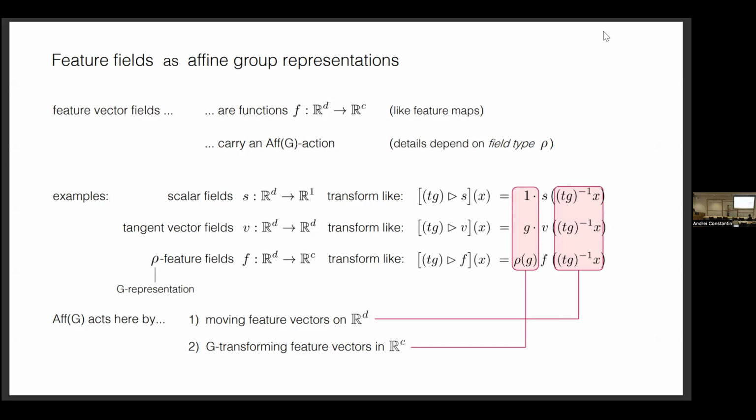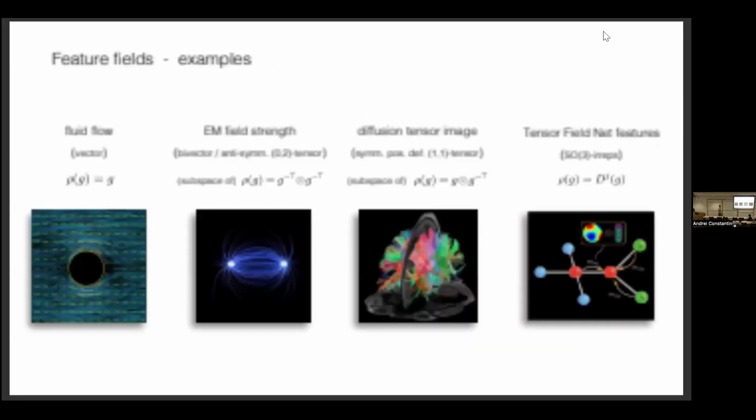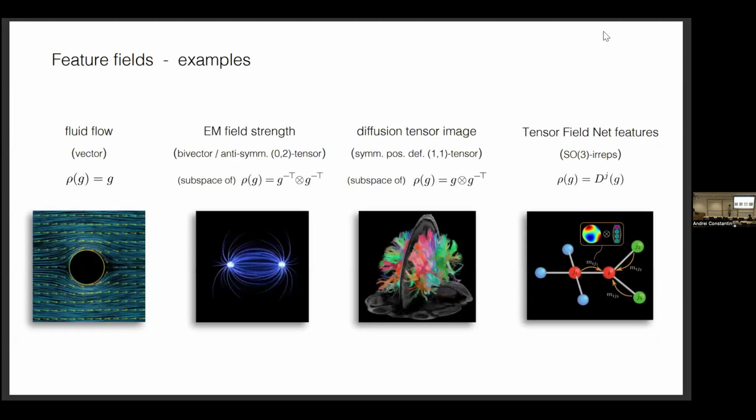So for instance, if you want to model something like a tensor field, then rho is just a tensor representation. So here I have some examples. For instance, if you have fluid flow, that's a vector field, which means rho of G is just G. Or if you're interested in an electromagnetic field strength, that is a bivector field, or an antisymmetric 0,2 tensor field, which corresponds to some subspace of such a tensor product representation here. The same holds for diffusion tensor images. They have symmetric positive definite 1,1 tensors, which are just some representation.